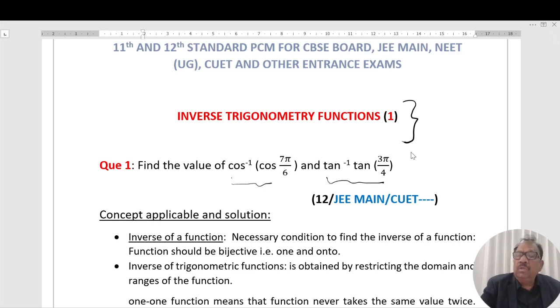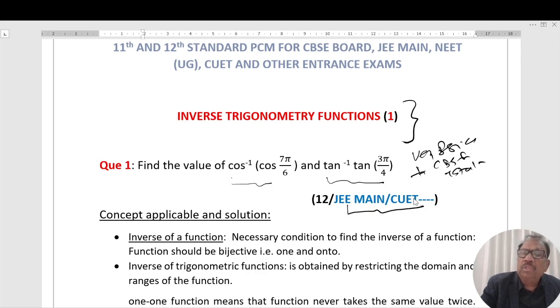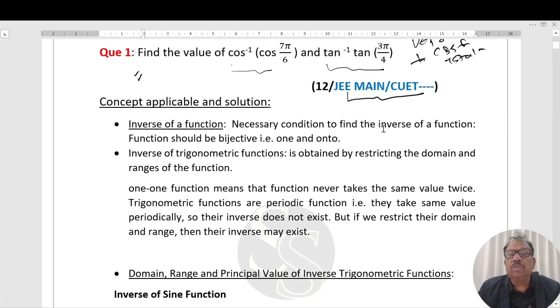Today's session covers the very basics for the CBSE board as well as state boards. No doubt, it is applicable for both. In today's session, I will discuss only a single question. In the second session, I will discuss further to complete this chapter for the CBSE board.